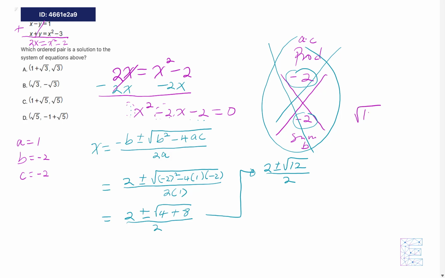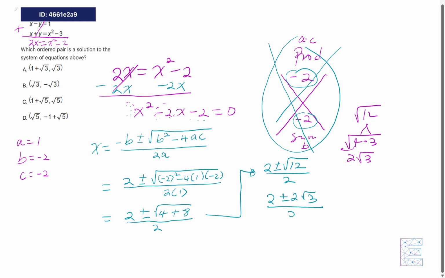So the square root of 12 breaks down to 4 times 3, and that's still under the root, so we end up having 2 root 3 because the square root of 4 is 2. 2 goes out. So now I'm going to write that here as 2 plus or minus 2 root 3 over 2. If you look carefully, you'll find that this 2 goes here and also here, so we can simplify this entire answer. We end up having 1 plus or minus root 3. So that becomes our x value.